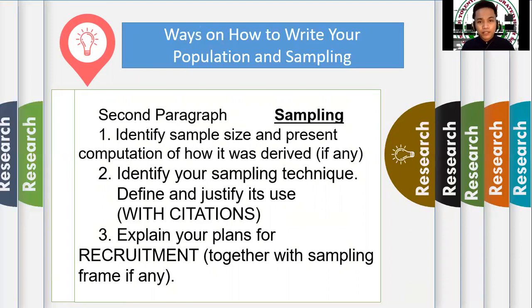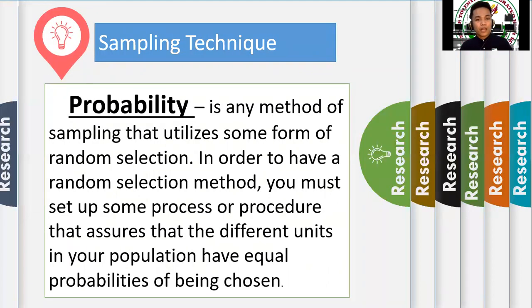Okay, again, let's try to go back. In writing your population and sampling, you really have to consider your participants. And number 2, in the second paragraph, you really have to identify your sample size. Likewise, the sampling technique that you are going to employ in your study. Okay, so we have 2 kinds of sampling technique. The first one is probability and the other is non-probability. Let's talk first about the probability sampling technique.